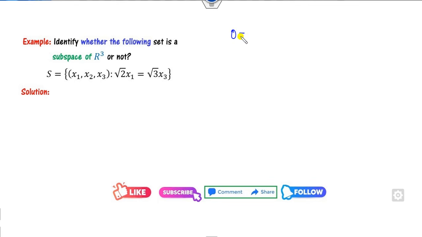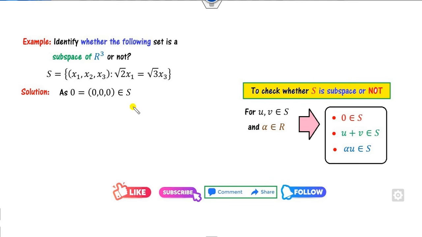Okay, now R cube, with the zero vector (0, 0, 0). Fine. Does it satisfy this property? What is x1? This is my x1. What is x3? This is my x3. Is it satisfied? Yes, 0 is equal to 0, satisfied. Fine. Now again you can see it's an equality, so it's generally a subspace. We will try to prove that.